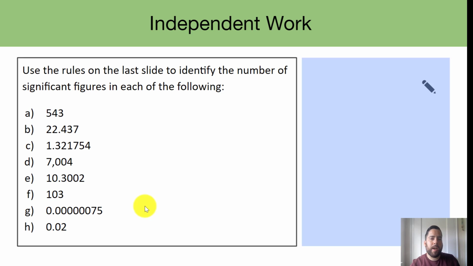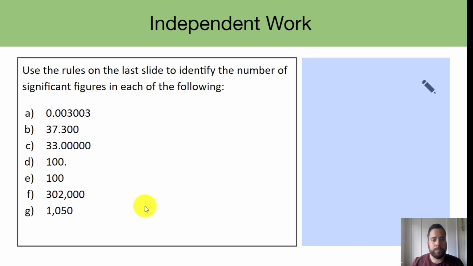All right, so let's go ahead and work on some problems. Use the rules on the last slide to identify the number of significant figures in each of the following. And then let's go ahead and answer these as well. Remember, guys, practice really does make perfect. So let's go ahead and answer these as well. Keep in mind which ones you have difficulty with so that we can help you in class.